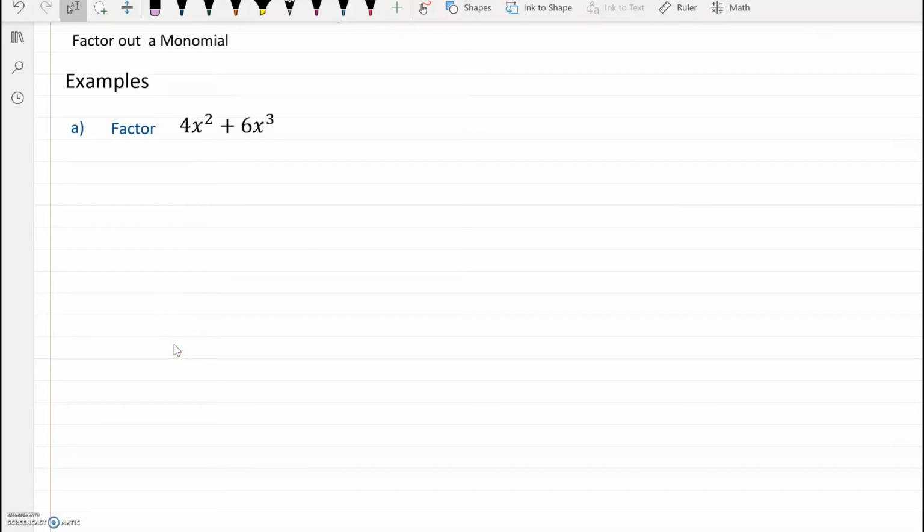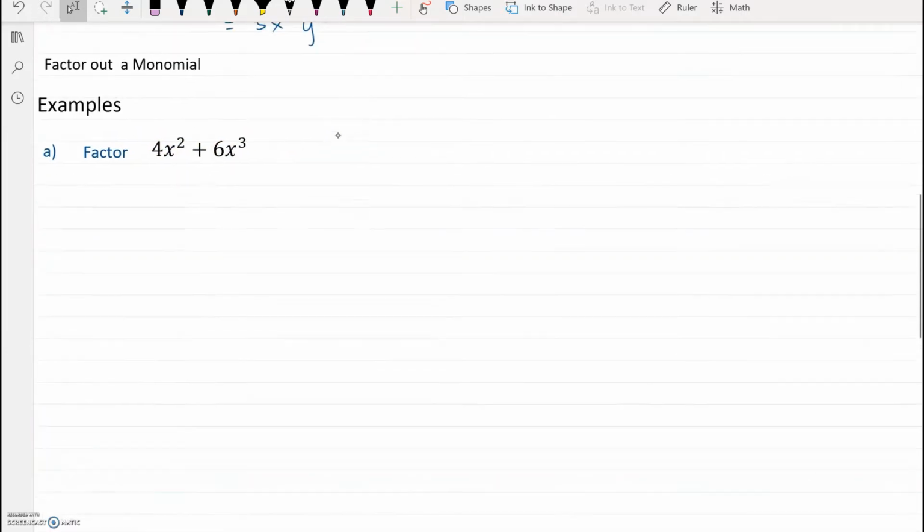From the previous lesson, I showed you how to get the greatest common factor of monomials. So in this lesson, you will still factor out that greatest common factor. We're factoring out, or getting, the greatest common factor first, and then we actually have to factor the whole thing. So we'll begin with getting the greatest common factor of 4x squared plus 6x cubed.